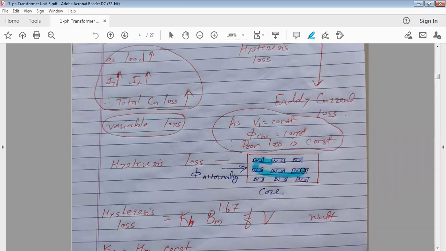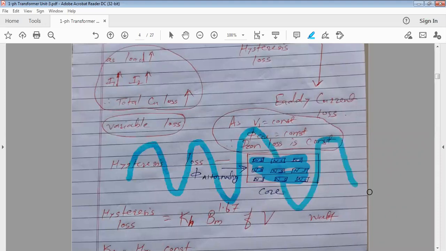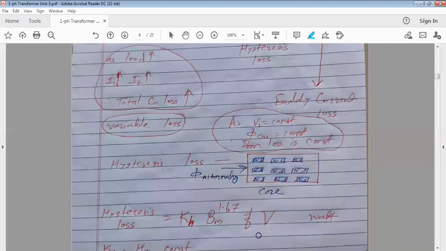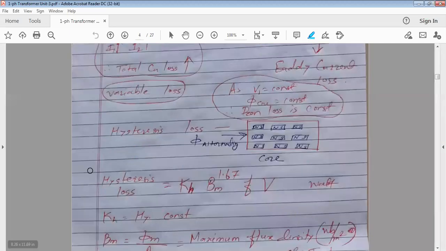So what will happen with these all small magnets? They also will continuously align themselves with the changing direction of the flux. So flux is alternating, continuously it is changing the direction. So what will happen with this magnet? These magnets will continuously align themselves with the changing direction of the flux, and because of this process, whatever the heat produced is called as hysteresis loss. Okay, so hysteresis loss, this is the formula for it.